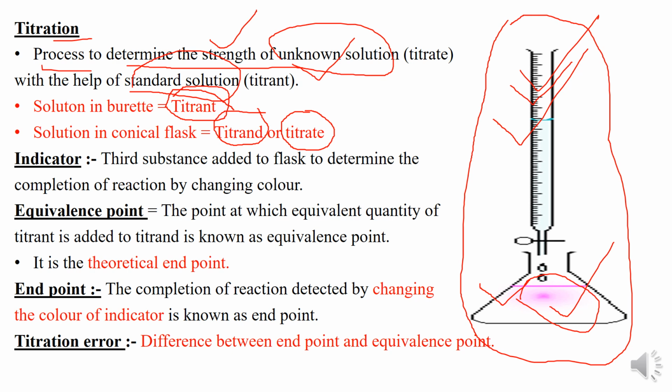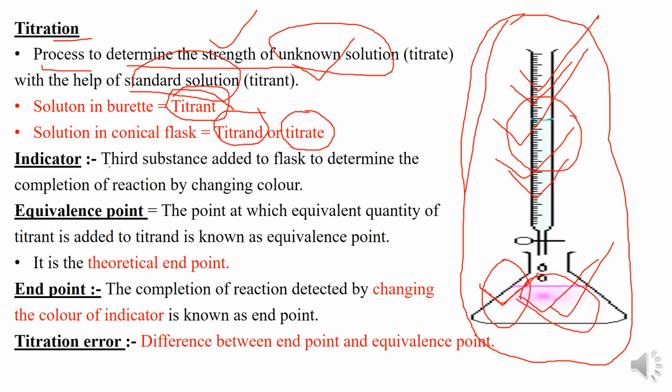The unknown solution, meaning the solution whose strength is not known, is generally placed in the conical flask. The solution whose concentration is known, that is the standard solution, is kept in the burette. But this is not obligatory. We could also change the arrangement and place the unknown solution in the burette and the standard solution in the conical flask.